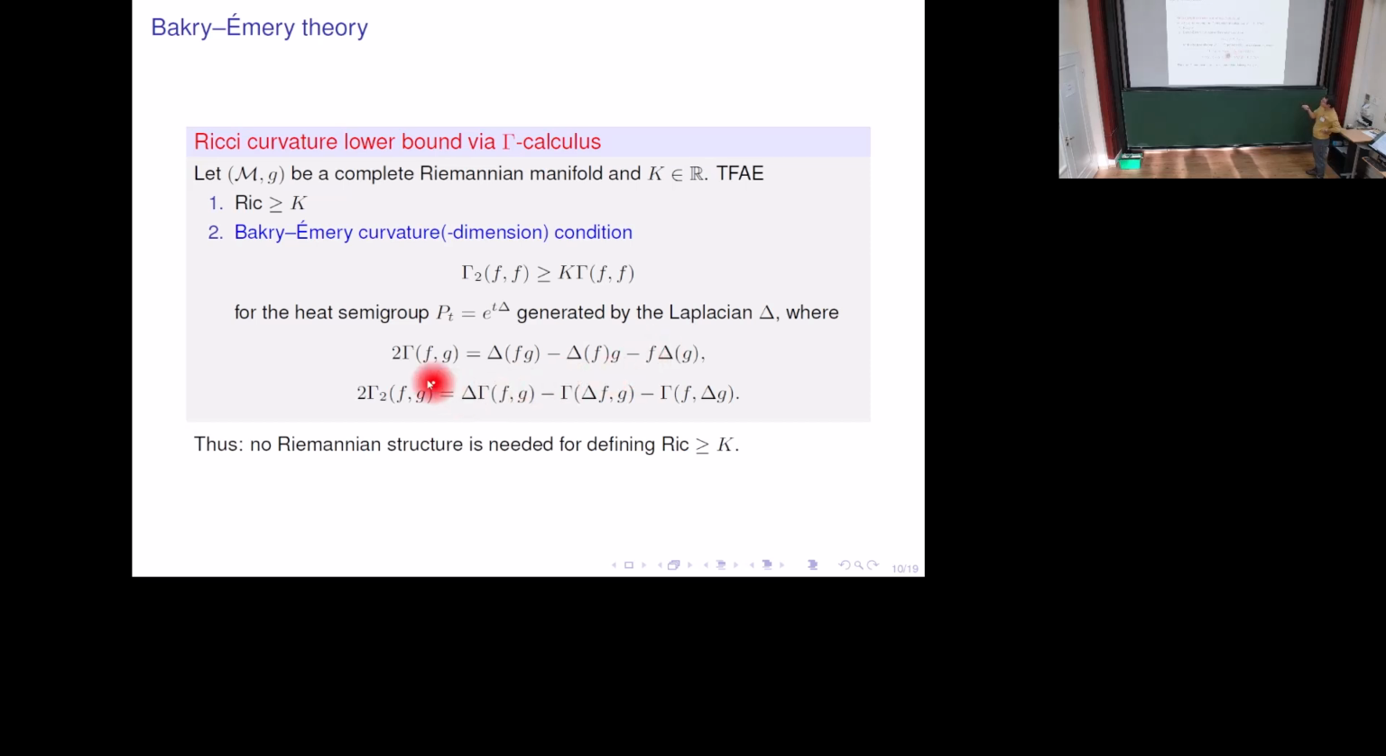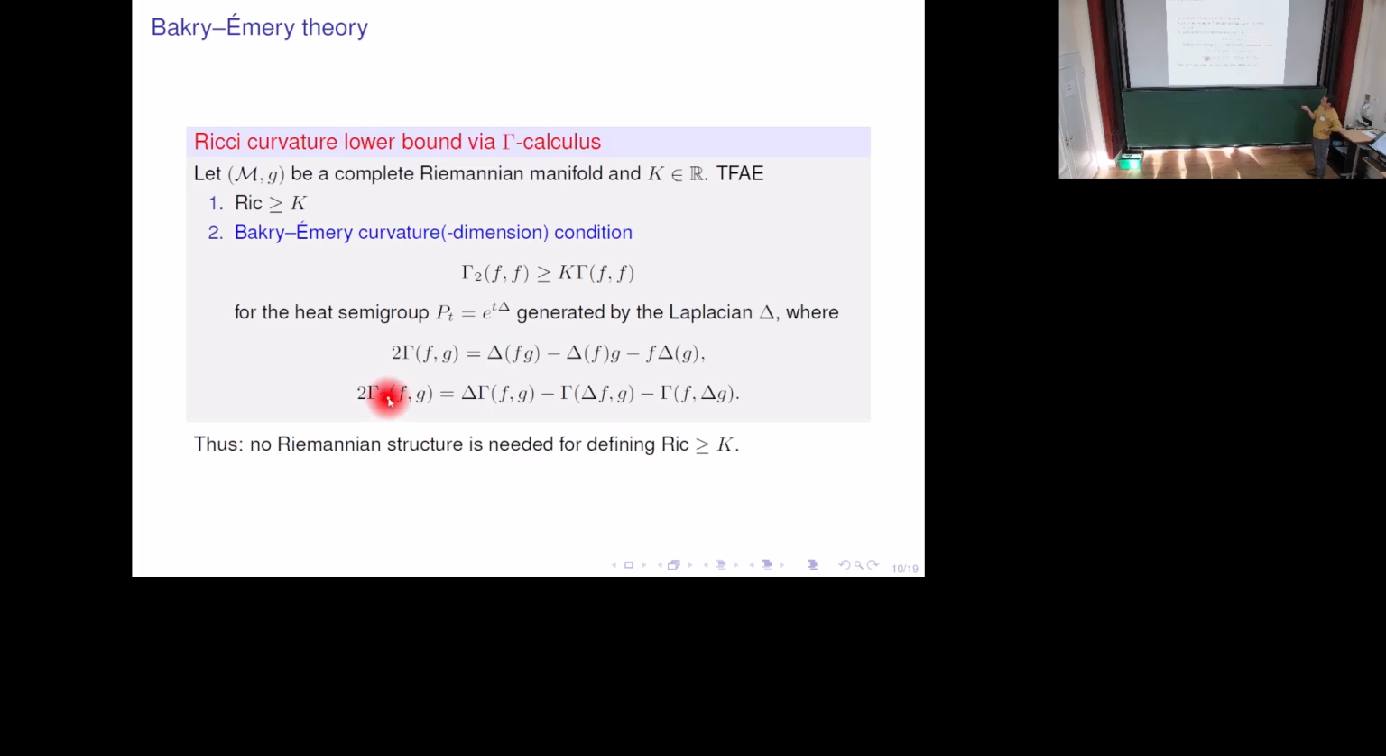the Carré du champ, this gamma operator, as the first order derivative along the heat flow, along the semigroup flow. And the next operator, the next bilinear form, gamma 2, can be understood as a second order derivative along the heat flow, whose definition is very similar.